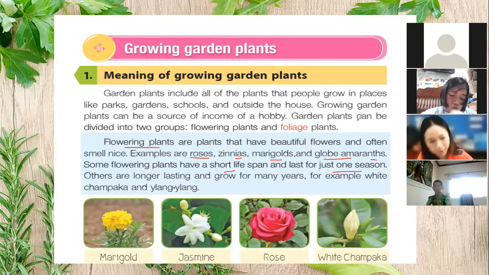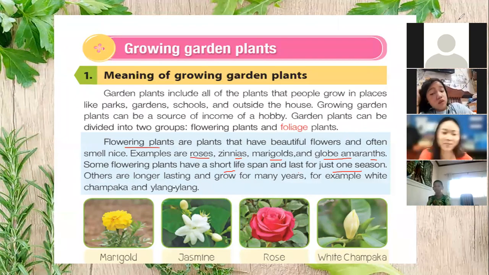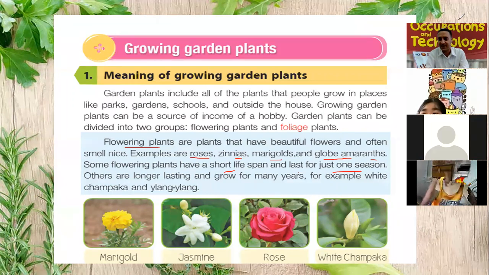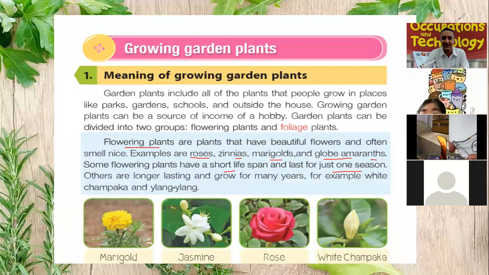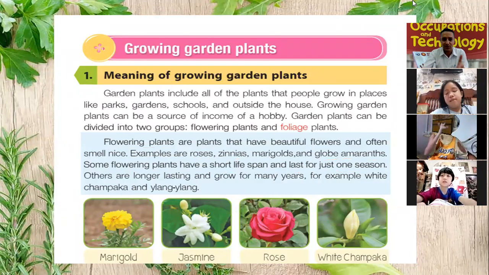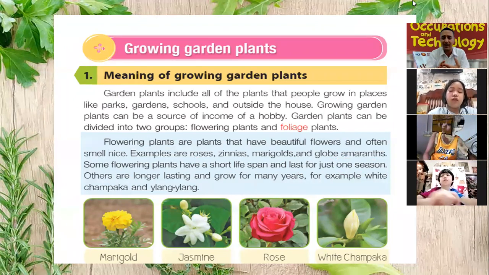All right, students, you understand that there are two types of plants which we grow in the gardens. Students, do you understand that? Yes. Okay, so don't forget, one are flowering plants, other ones are foliage plants, right?